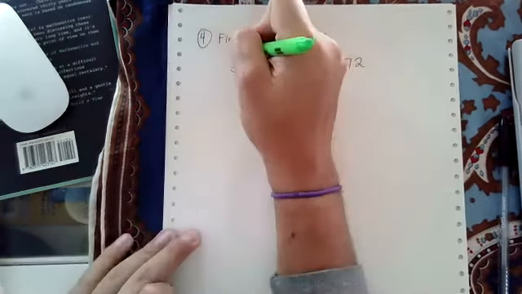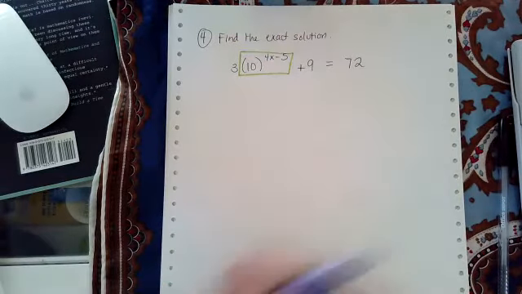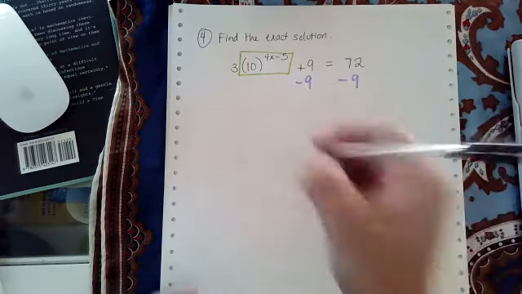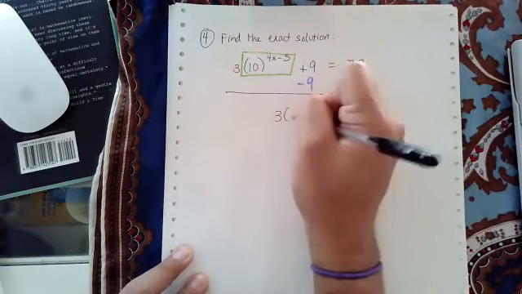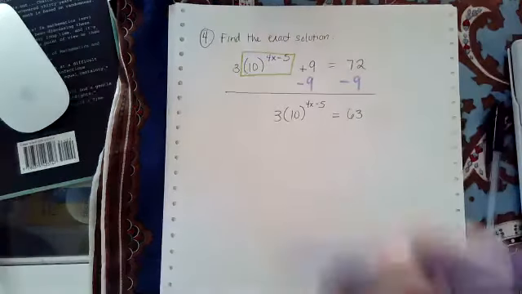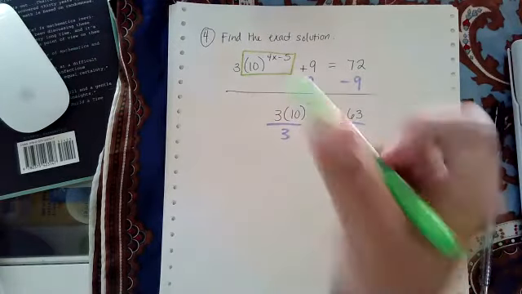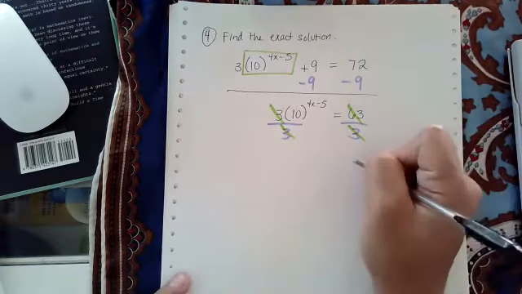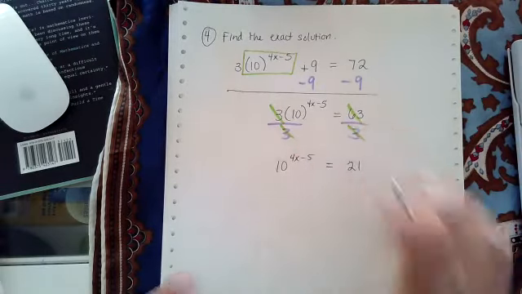We wanted to isolate the exponential part of this equation, and we did that by subtracting the 9 away from both sides, so that we got 63 is equal to 3 times 10 raised to the 4x minus 5. We then divided both sides by 3. And we got 21 here is equal to 10 raised to the 4x minus 5.